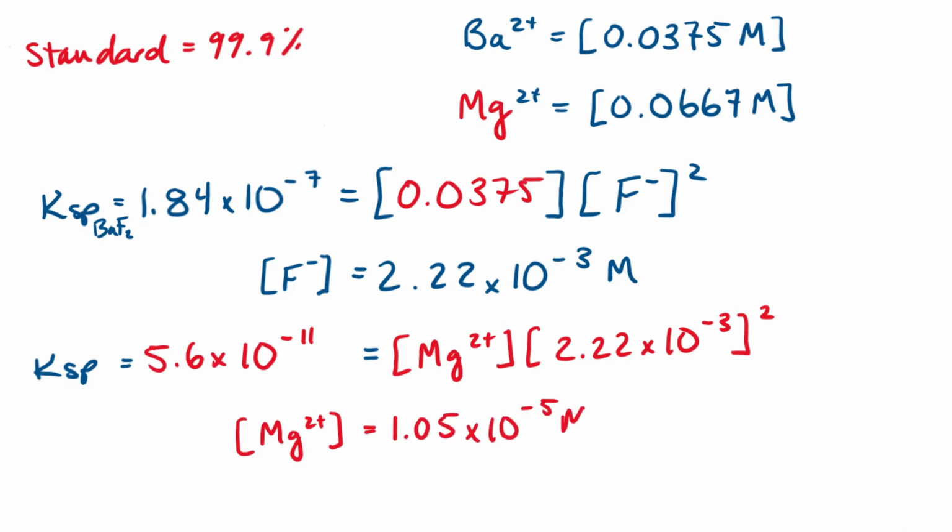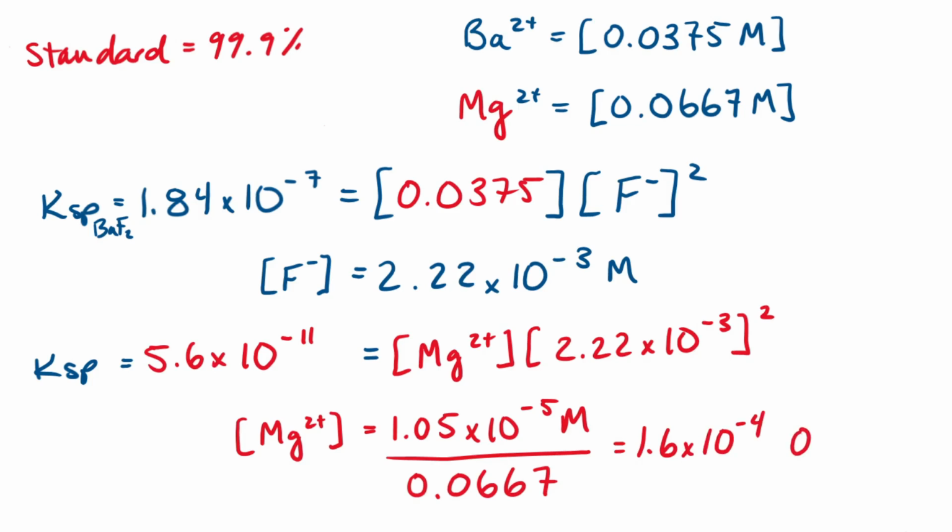So 1.05 times 10 to the negative 5 divided by 0.0667 is 1.6 times 10 to the negative 4, or 0.016%, meaning that we can selectively precipitate 99.984% of the magnesium while leaving all the barium in solution. That's within our standard, so we can say that fluoride is able to achieve complete separation of magnesium and barium, or at least complete to within 99.9%.